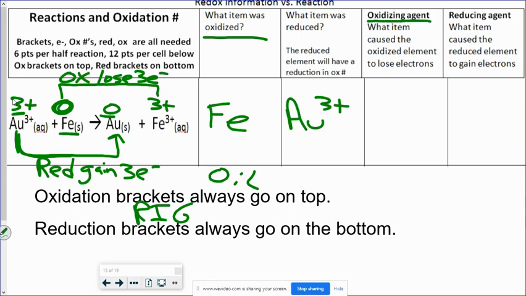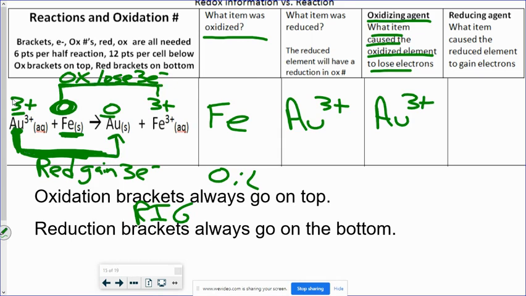Oxidizing agent. What caused the oxidized element to lose electrons? So again, this is what's oxidized. These gold ions forced it because the gold ions need to gain electrons. So the gold ions are the oxidizing agent. What's the reducing agent? Well, it's this iron right up here that needs to lose electrons that forces these gold ions to gain electrons. This iron right here forces the gold ions to gain electrons, and therefore the iron is considered the reducing agent.